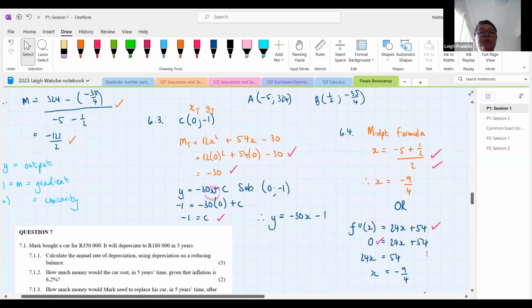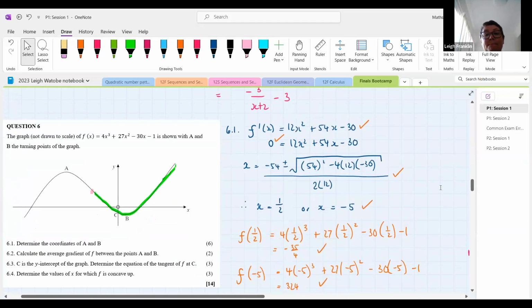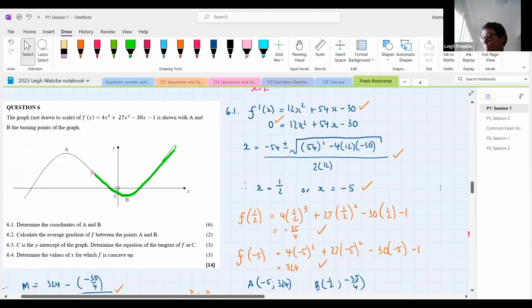Are there any questions on question 6 before I move on? Anything else you want to ask about this cubic function? All clear. Okay, thanks, Siseko. Thanks, Josh. Thanks, Lesedi. Okay, perfect.